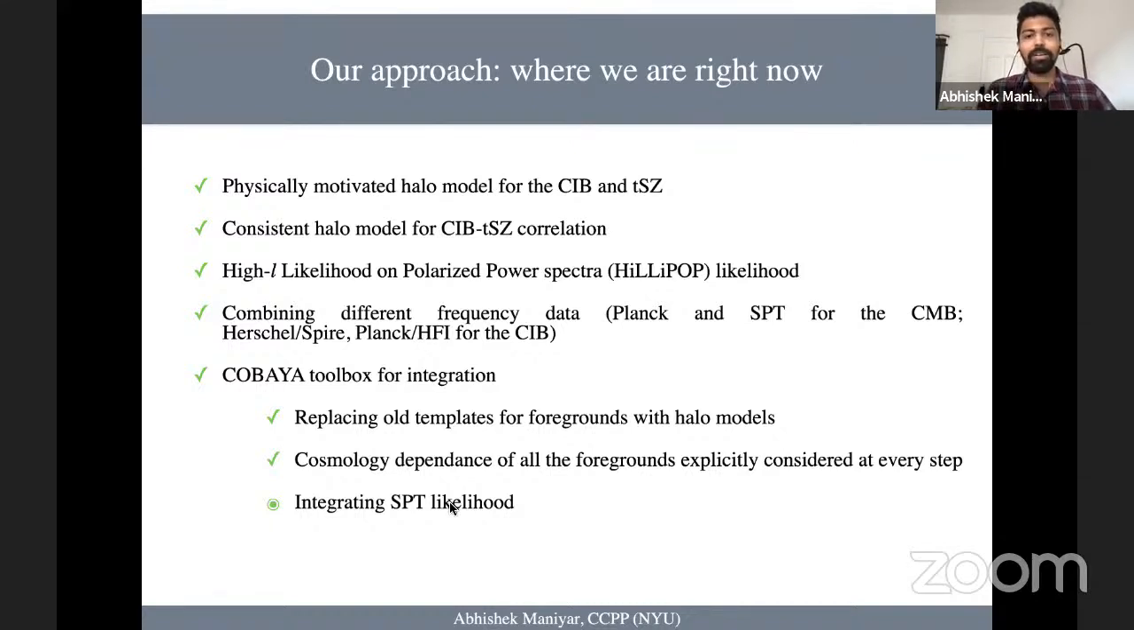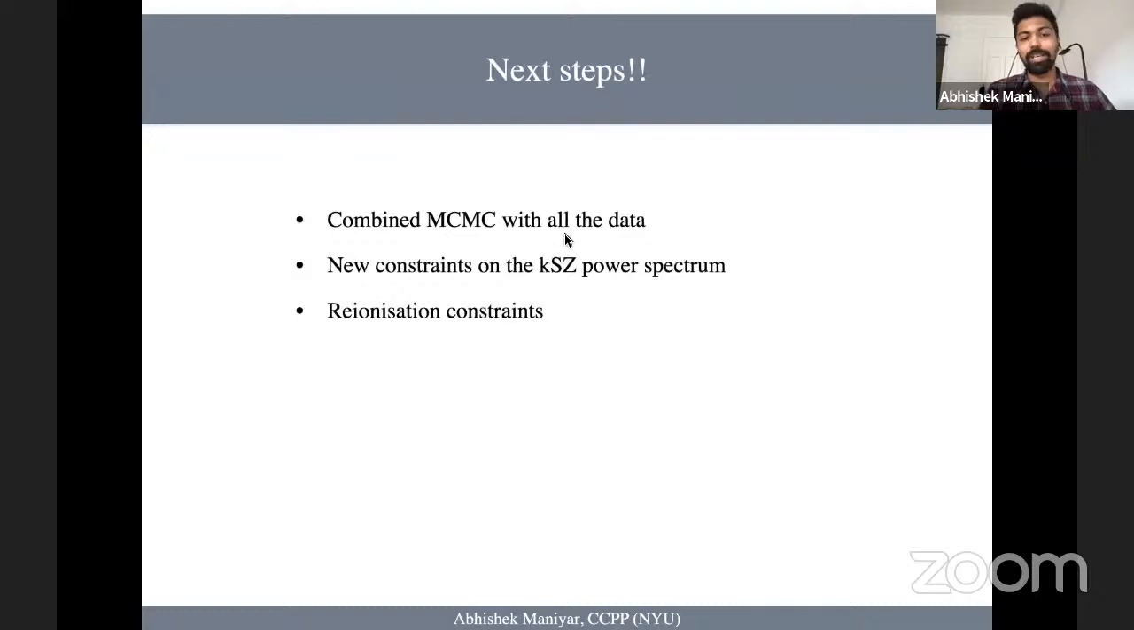Once that is done, our next steps are to perform a combined likelihood MCMC analysis with all this data, hopefully getting new constraints on the kSZ power spectrum. Not sure how improved they would be, but we'll see. And then potentially constrain reionization, to see if we have some new results based on that. So that's it. Thanks.